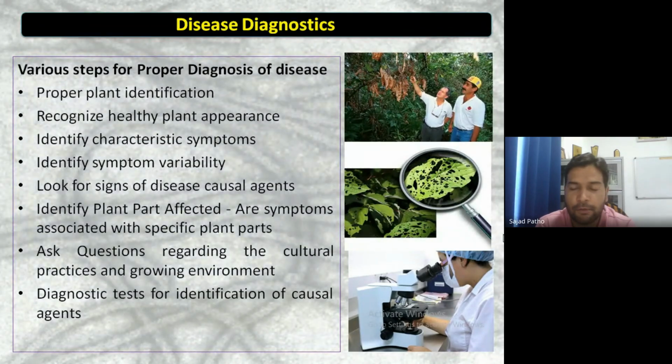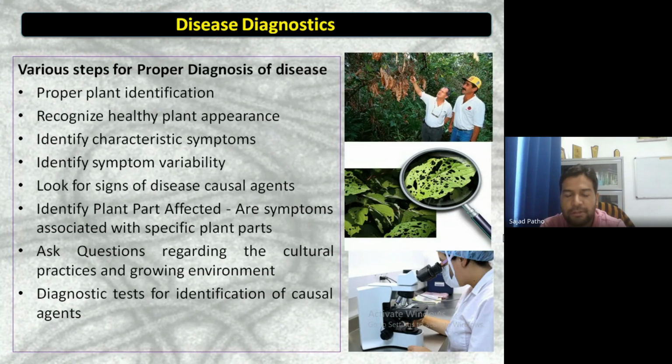These are the two things. First, we will see the characteristic symptoms in the diseased or stressed plant, and how a healthy plant is behaving. So what is the difference? Then we will see the symptom variability. For example, is there any chlorosis? Is there any necrosis? Is there any mosaic type of symptom, or any powdery type of symptom? So we will identify the variability of the symptom. And then we will look for the signs of the disease, the causal agent. For example, if some fungal bodies, fungal mycelium or fungal mass are there, then to some extent we can conclude that this disease is caused by a fungus.